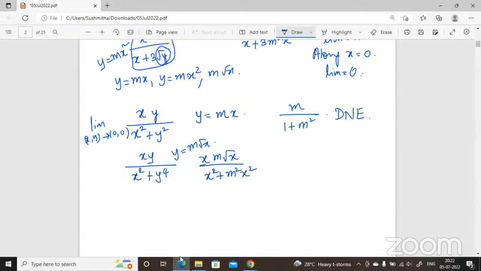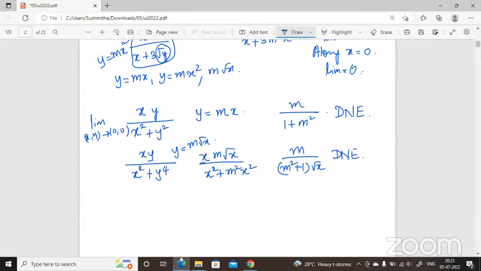So what is happening here actually? X is square root of x. So I'll have m by m squared plus 1 into square root of x, right? Yes. So anyway, the limit does not exist, right? Yes. Because along these curves, it's infinity. The limit is infinity, so it does not exist.